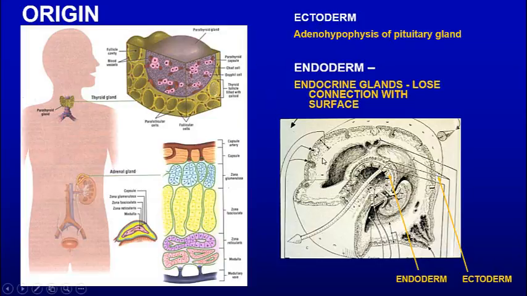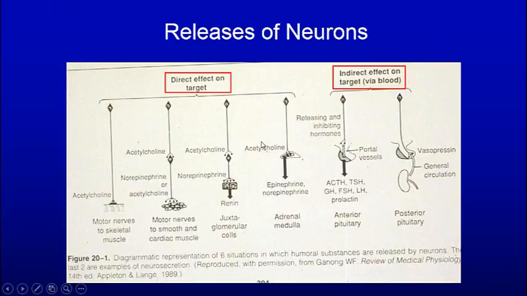They may be originally connected by a duct, but then that duct regresses and it's loose in the connective tissue, where we see the endocrine cells. So here we see the thyroid. There's the adrenal, some of the endocrine organs that come from the endoderm.